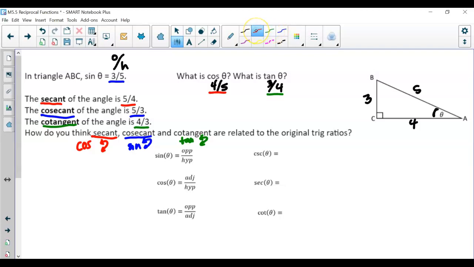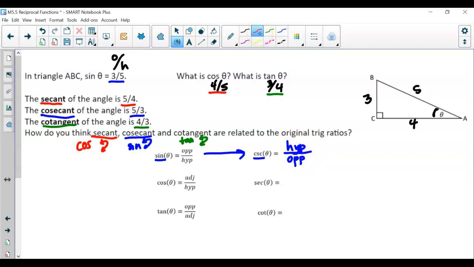Sine and cosecant are reciprocal functions, sine and cosecant. So if sine was opposite over hypotenuse, cosecant is hypotenuse over the opposite. So we're taking sine and flipping it.